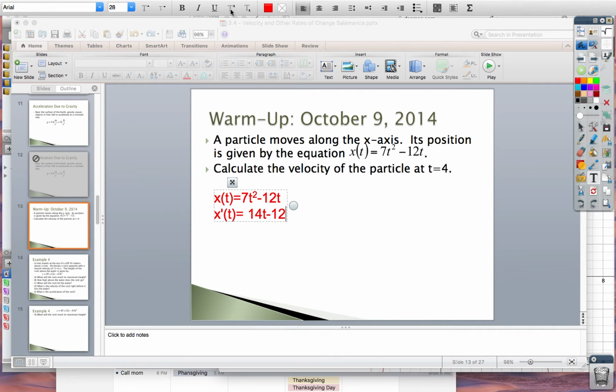So this becomes 14t minus 12, and we're trying to find it at t equals 4. We substitute that 4 inside, so 14 times 4 minus 12. This turns out to be 56 minus 12, or 44. So the velocity at t equals 4 seconds is 44. Because they didn't give us a specific unit system, we're going to say that this is either meters per second or feet per second.